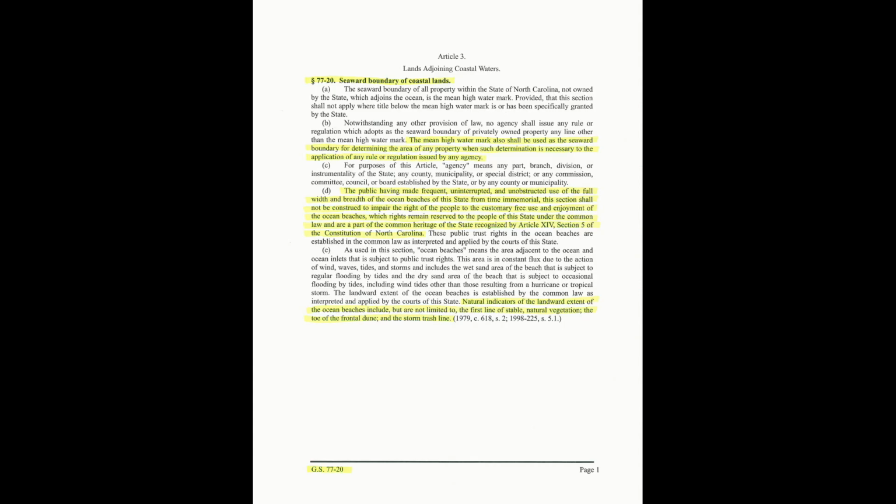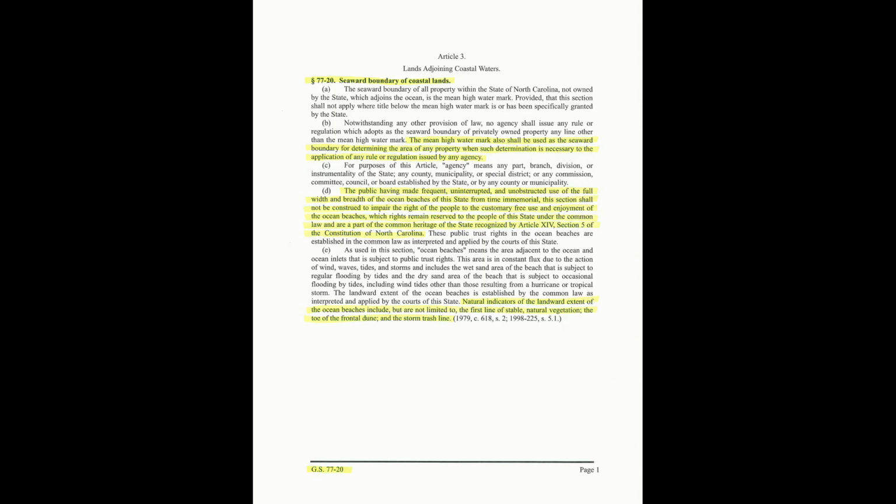Okay. The third page here is just an example. I highlighted some information. I know you can't read it probably on this TV, but it comes from the state statute, General Statute 77-20, lands adjoining coastal waters. And I'll read a couple of these things so you can get the gist. First highlighted sentence says, the mean high water mark also shall be used as the seaward boundary for determining the area of any property when such determination is necessary to the application of any rule or regulation issued by any agency.